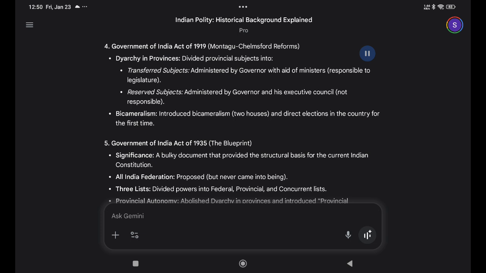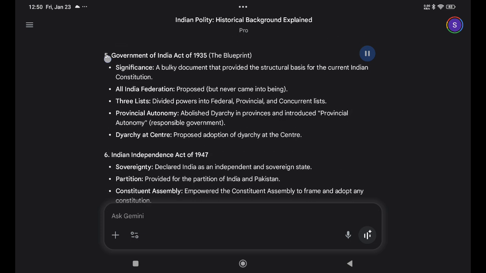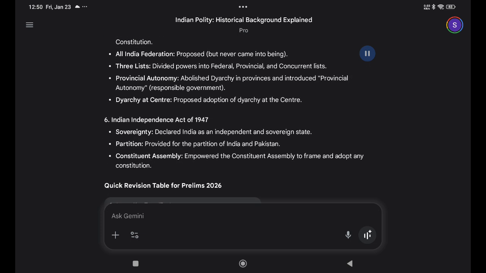5. Government of India Act of 1935, the blueprint. Significance: a bulky document that provided the structural basis for the current Indian Constitution. All India Federation proposed, but never came into being. Three lists: divided powers into federal, provincial, and concurrent lists. Provincial autonomy: abolished diarchy in provinces and introduced provincial autonomy, responsible government. Diarchy at center: proposed adoption of diarchy at the center.